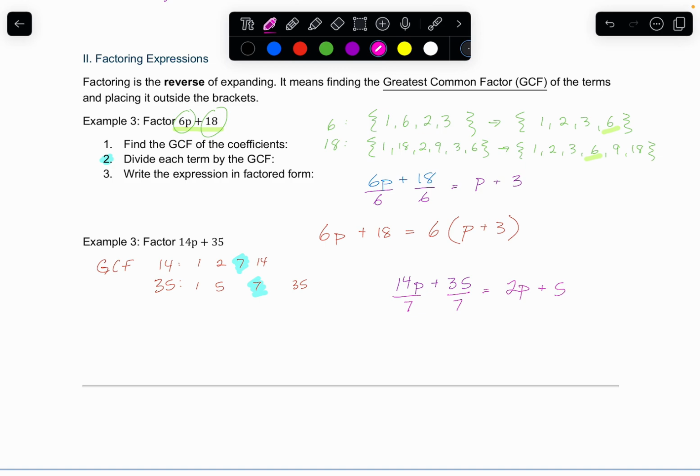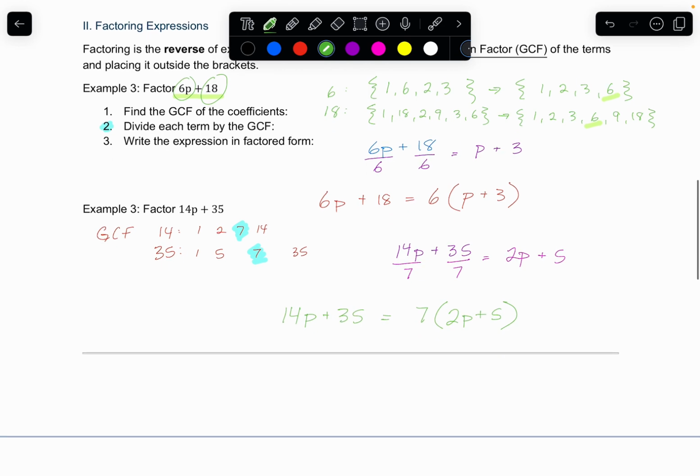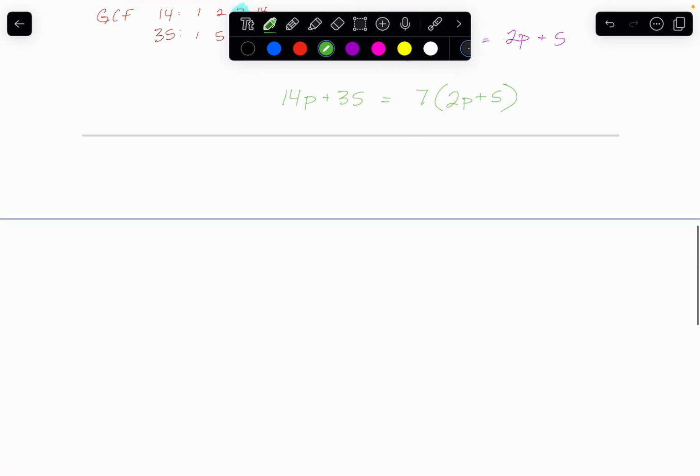That's not the end, because we have to write it out fully factored, and that will look like this. So our greatest common factor of 7, we put outside of our brackets. Inside of the brackets is 2p plus 5. And we'll write the whole thing out. So 14p plus 35 is equal to 7 times 2p plus 5. Great, and that is it.